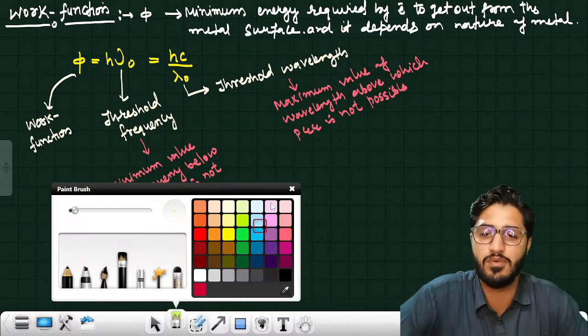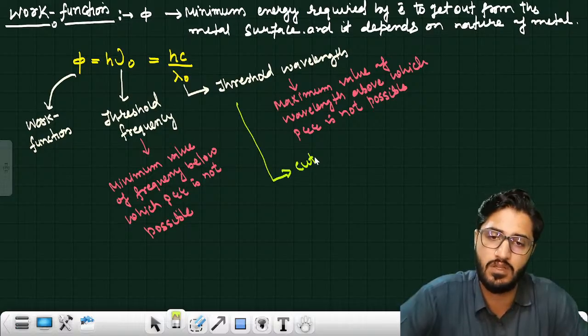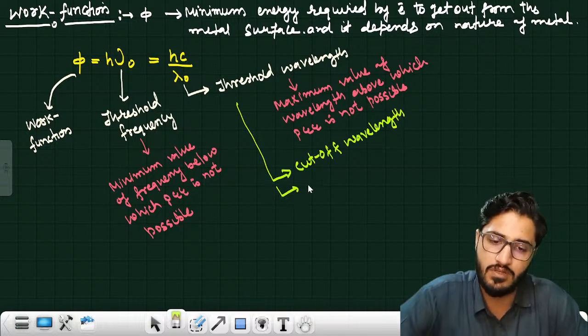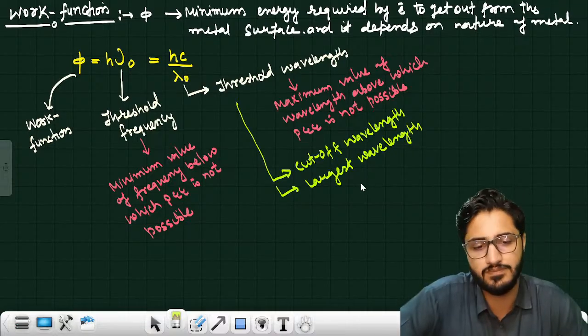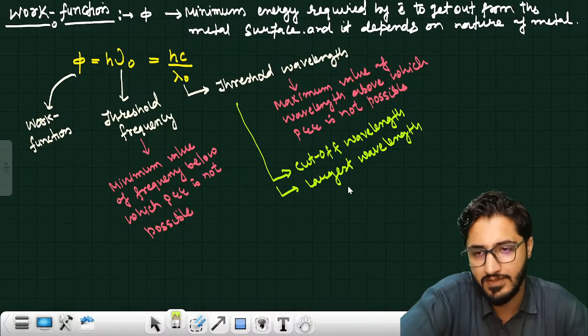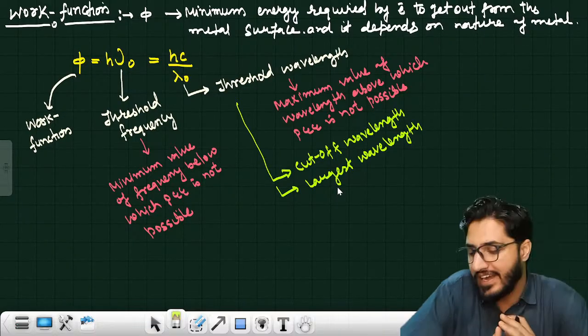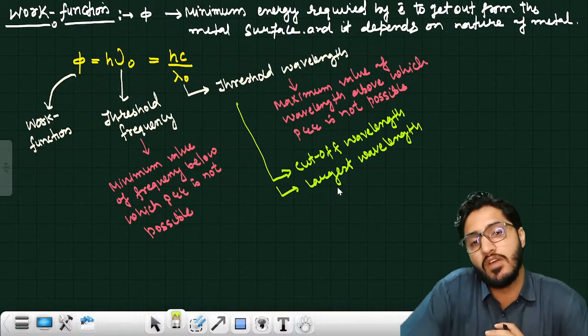And you will find different names for this one. One name is cutoff wavelength. One more name is largest wavelength. Clear? Cutoff wavelength or largest wavelength. You need to remember these things, right? Why? Because in any numerical you will find anything. It is not compulsory that you will find threshold wavelength. Let us suppose it is given as largest wavelength.